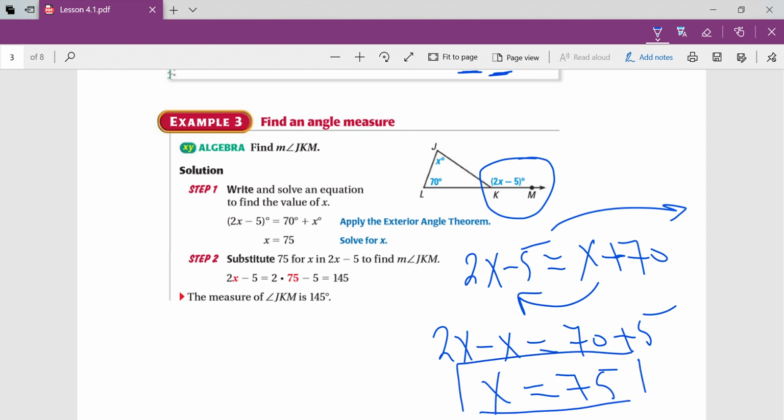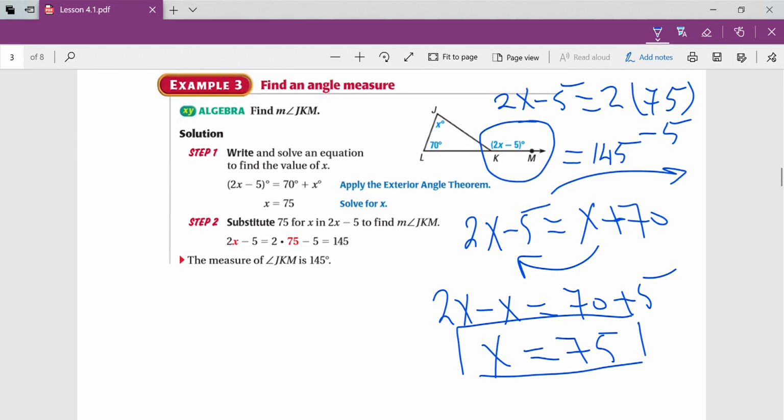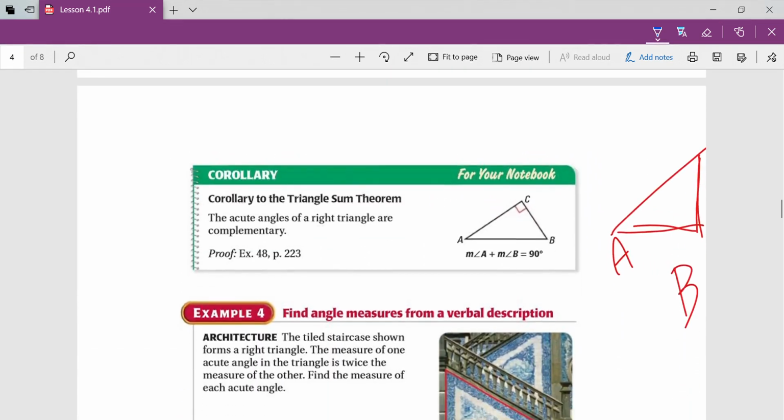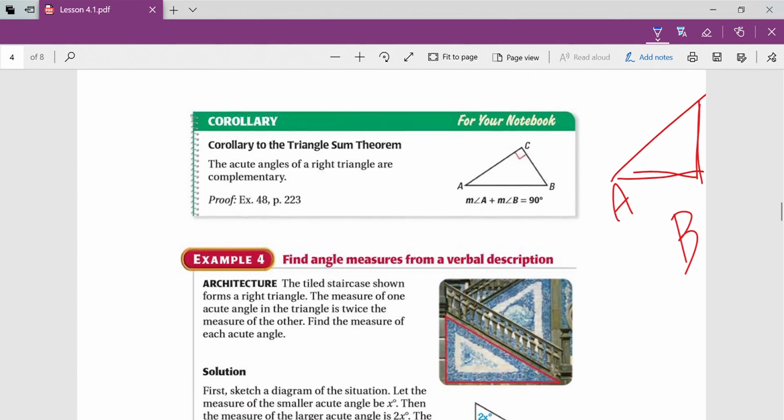We didn't solve it till now. You have to plug in the value of x in this angle, so 2x minus 5 equals 2 times 75 minus 5, so the answer equals 145.